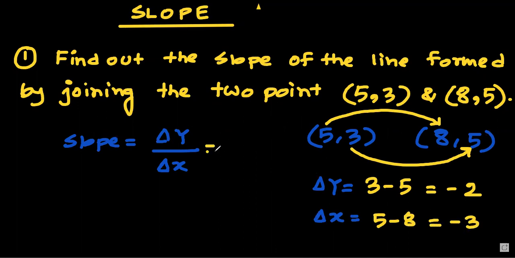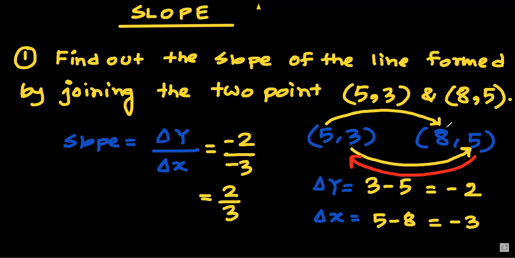So change in y is -2, and change in x is -3. So -2 over -3, that's 2/3. Or you can do this also, right? You can do 5 minus 3, which is 2, and 8 minus 5, which is 3. So your convention should be the same.